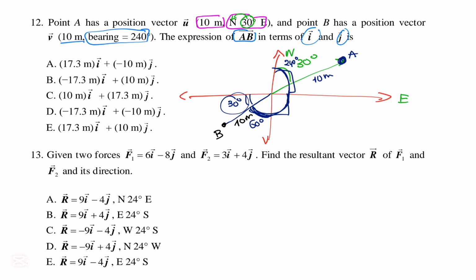Now, before we proceed with anything, if they want it in terms of i and j, that means I'd need to change A into i and j and B into i and j. First of all, let's change A into something i and j. Okay, I have my magnitude, okay, and I can find out my theta. Very simply, my r is 10 meters and my theta, which is my angle starting from the positive x-axis, if this is 30 degrees, it's going to be 90 minus 30 degrees, which is 60 degrees. So my theta is 60 degrees.